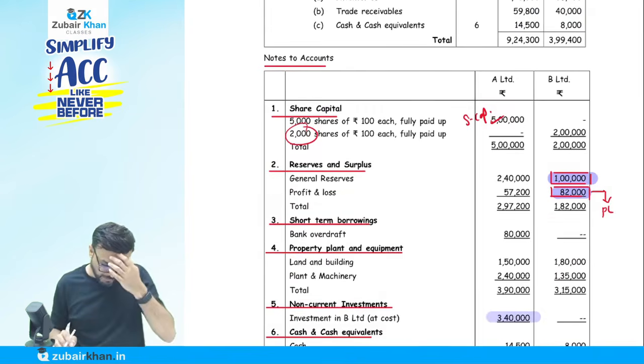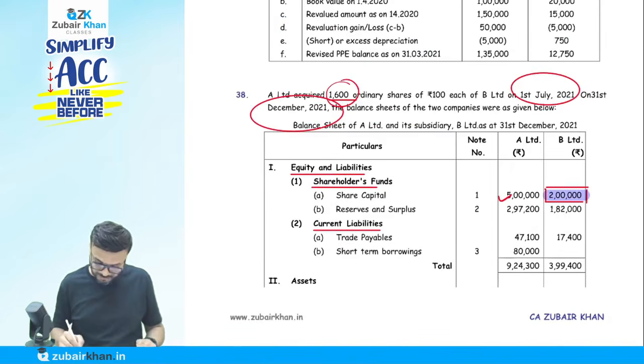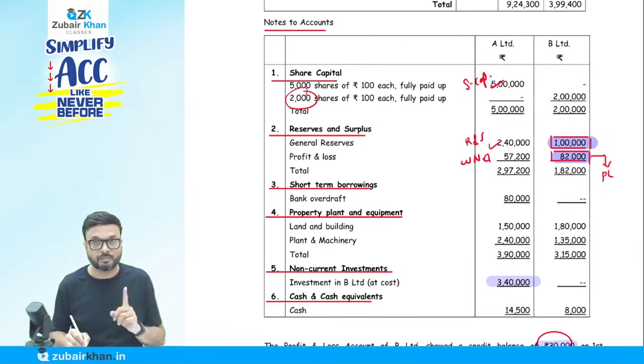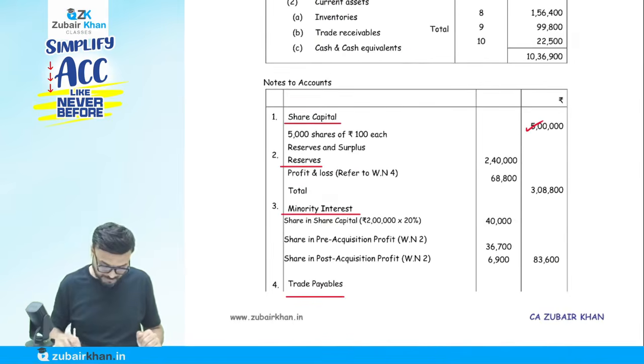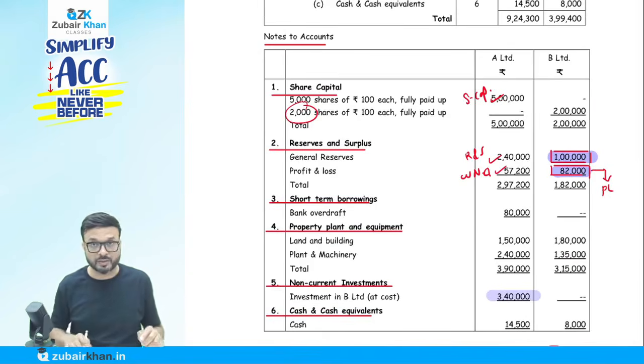Okay. Then here we have reserve and surplus. Note number 2. So here is 2,40,000 general reserve. It will go in reserve and surplus. It will go in working note number 4, one by one. So 2,40,000 reserve and surplus. 2,40,000 reserve and surplus. Okay. Then 57,200 will go in working note number 4.